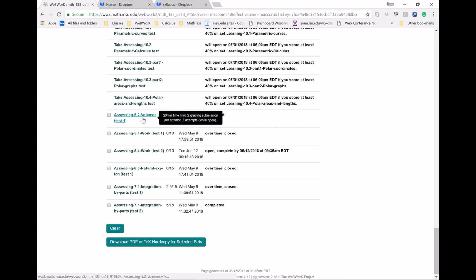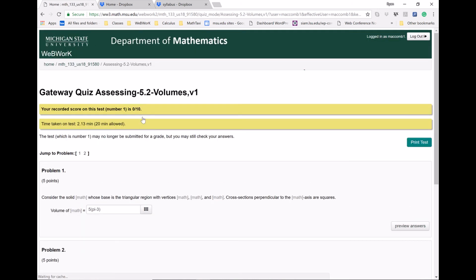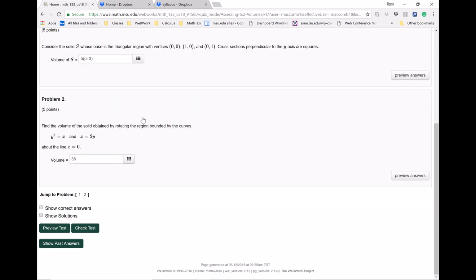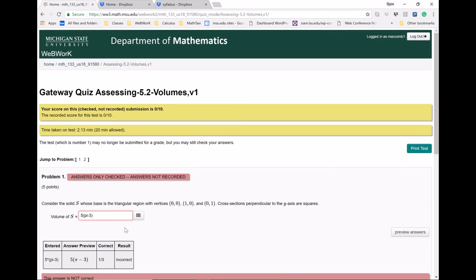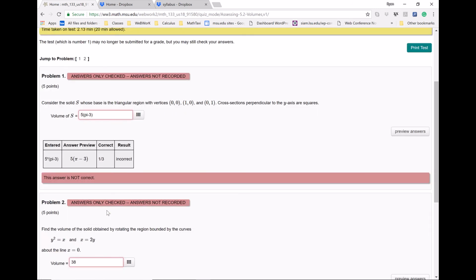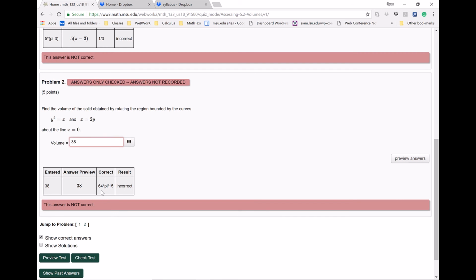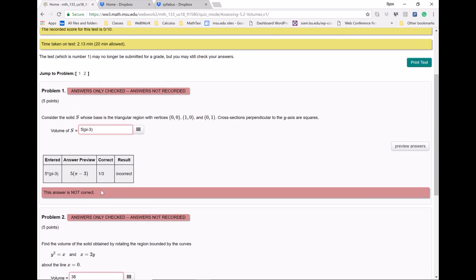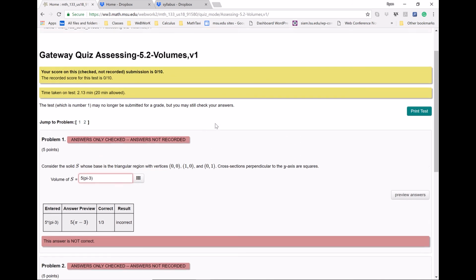And so if you're ever wondering, okay, what was on this? Maybe you're studying for a quiz, you're studying for an exam, right? You can go back here and you can take a look. And now you should be able to show correct answers as well. So you can check and see, okay, what were the actual answers? Okay, so this first one, it was actually 1/3. And for this one, it was 64 times pi over 15. Okay, fair enough, right? Your numbers will most likely be a little bit different from this.